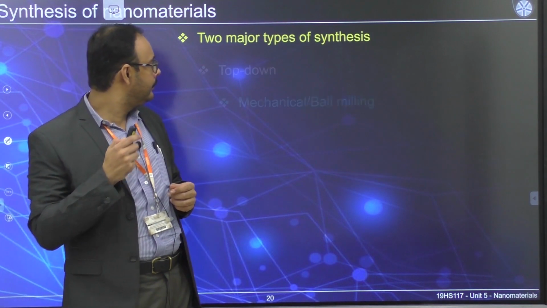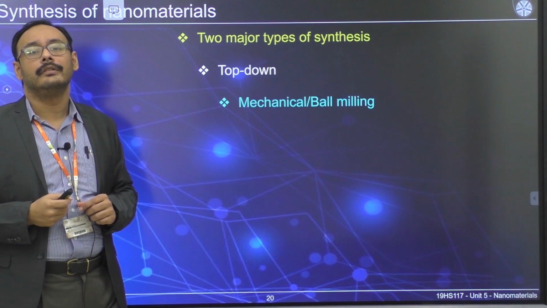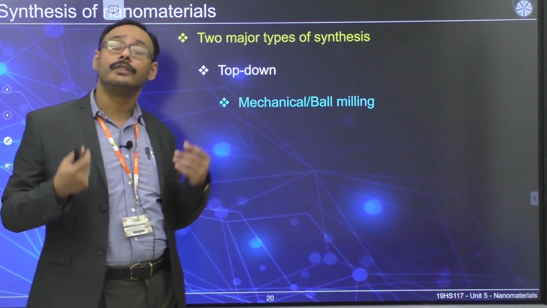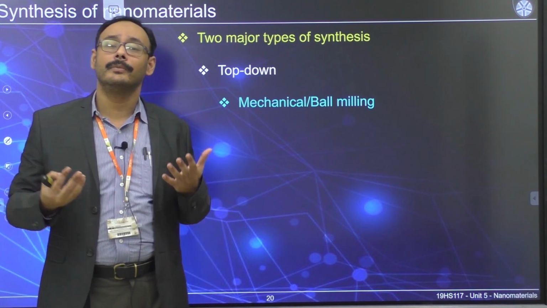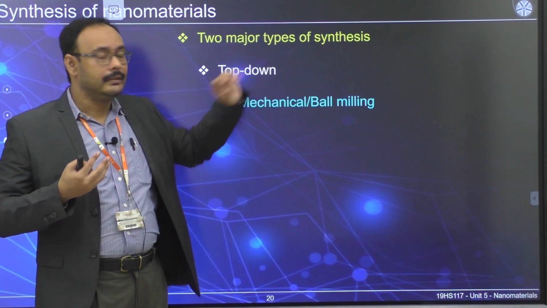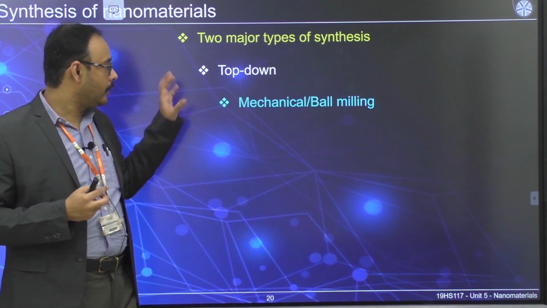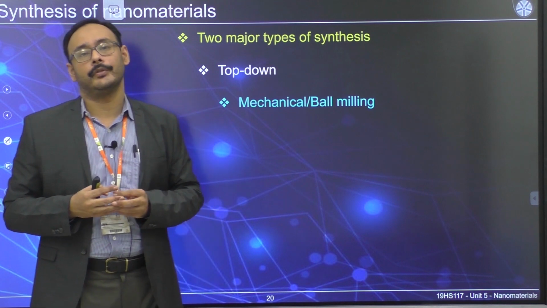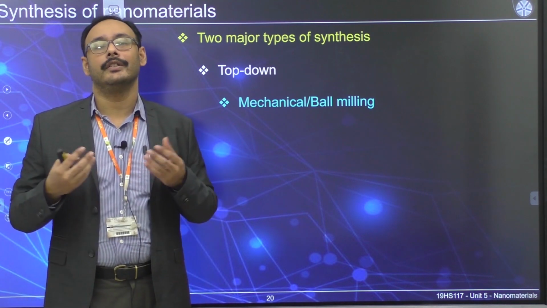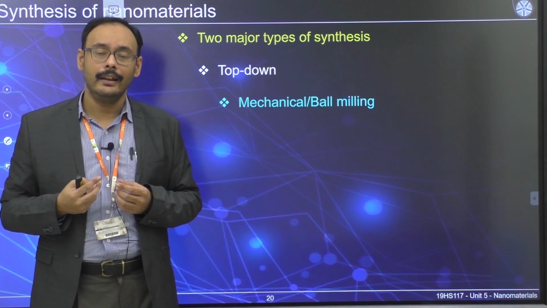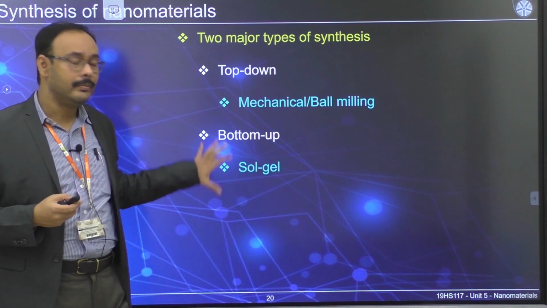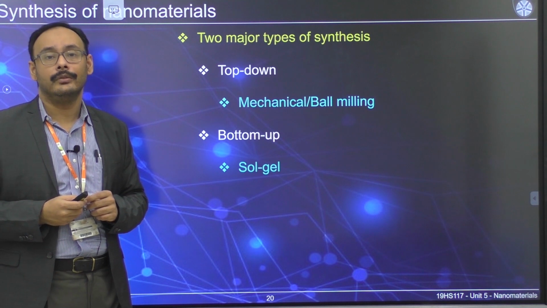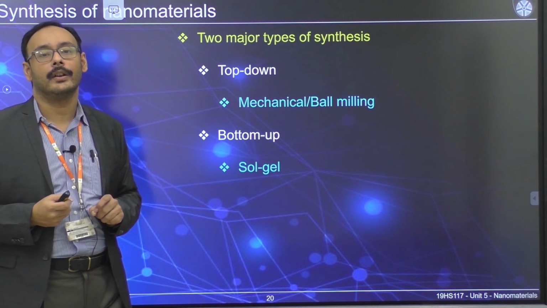So today we have discussed the different types of synthesis of nanomaterials, top-down and bottom-up, and I have explained the top-down mechanical ball milling approach as an example. Okay, so next class we will start discussing the bottom-up approach, and we will take the example of the sol-gel process.